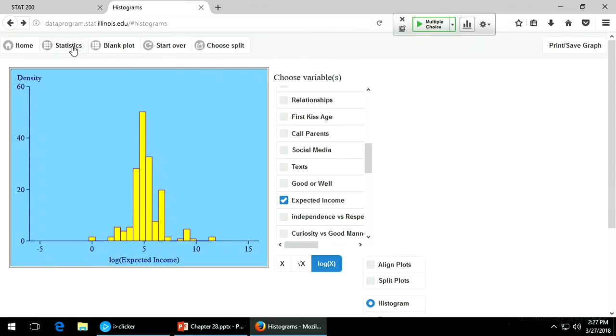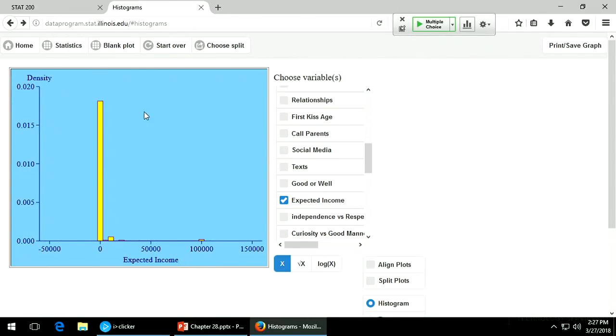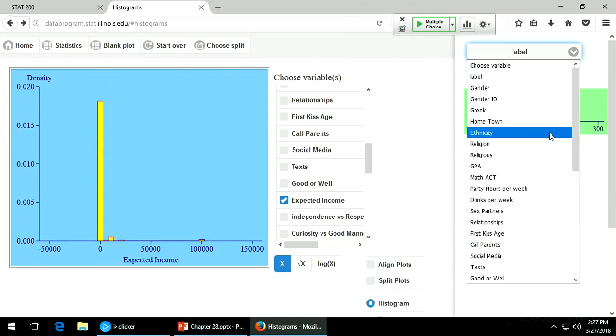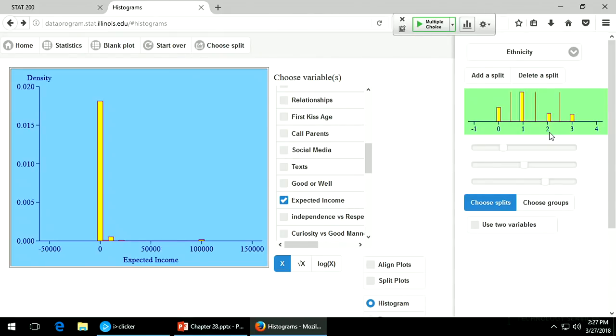This is interesting data. Let's get out of the log scale for a minute. You can choose a split by groups, by ethnicity. And it will be interesting. Who do you think is going to expect to earn the most? We could do an i>clicker question.